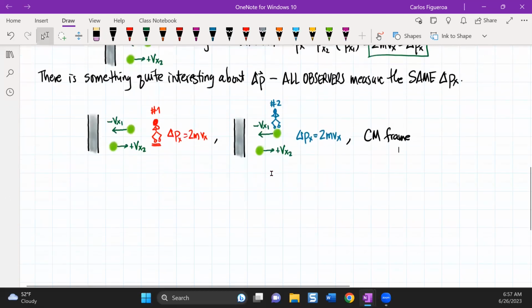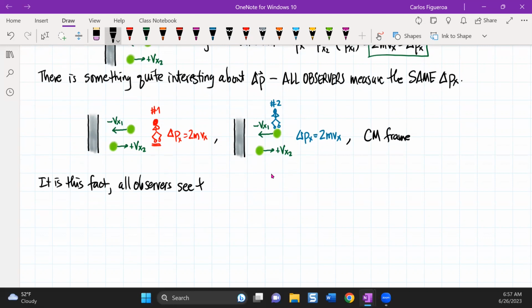So why, who cares, right? It is this fact that all observers see the same delta px, it is this fact that this is independent of reference frame.